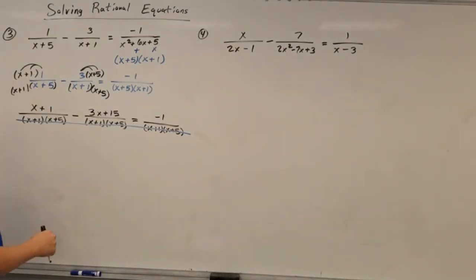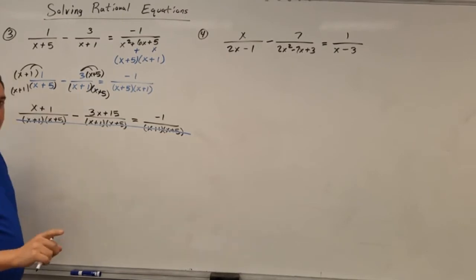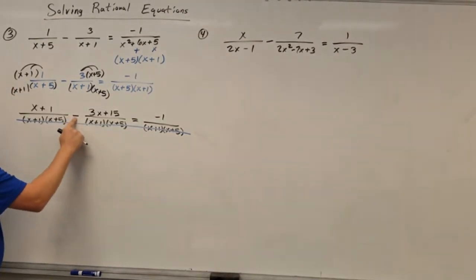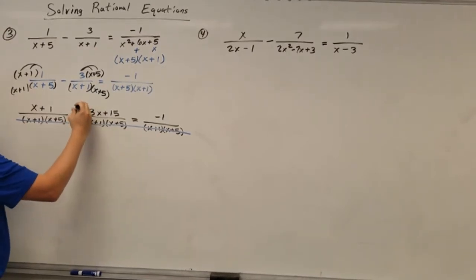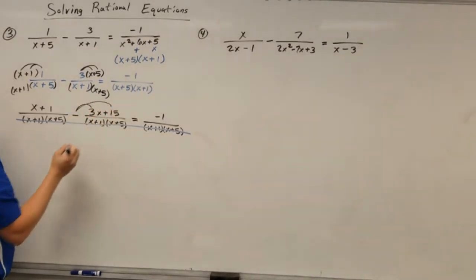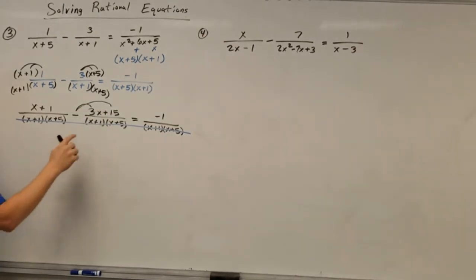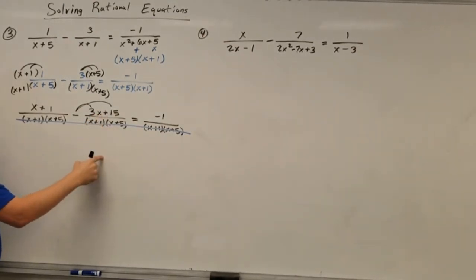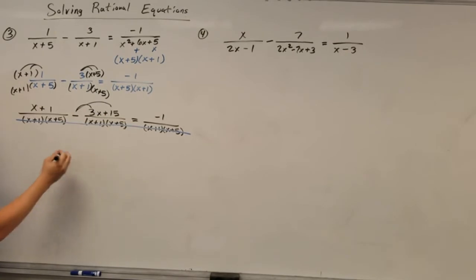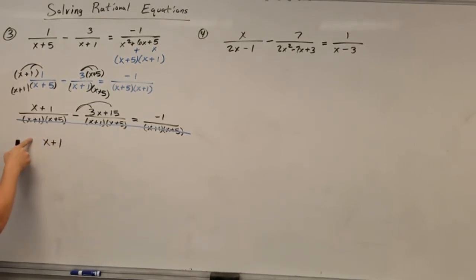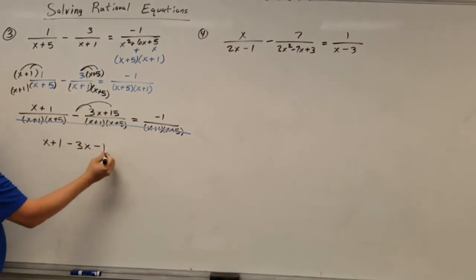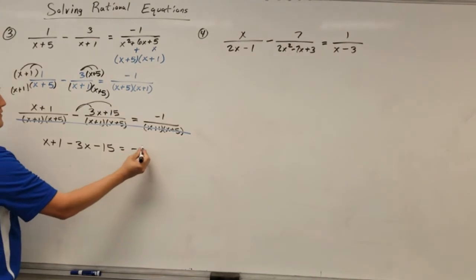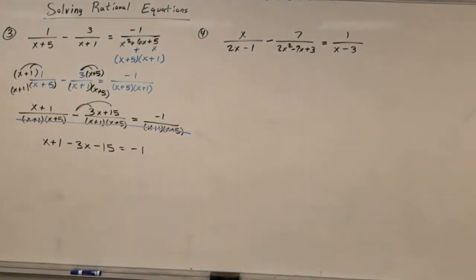Okay? So here's something that gets people though, is this negative right here. When you rewrite this, you need to make sure to distribute that negative to both. So if this is negative, it'll become positive. If it's positive, it'll become negative. So we have our new equation, x plus 1 minus 3x minus 15 equals negative 1. And then solve.